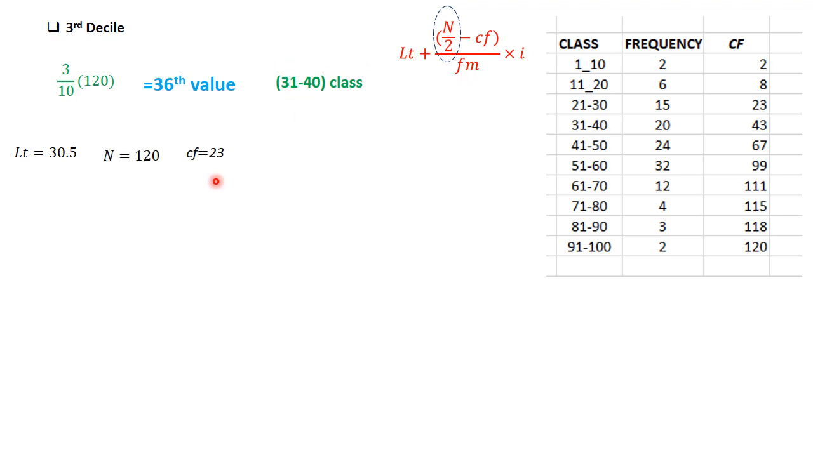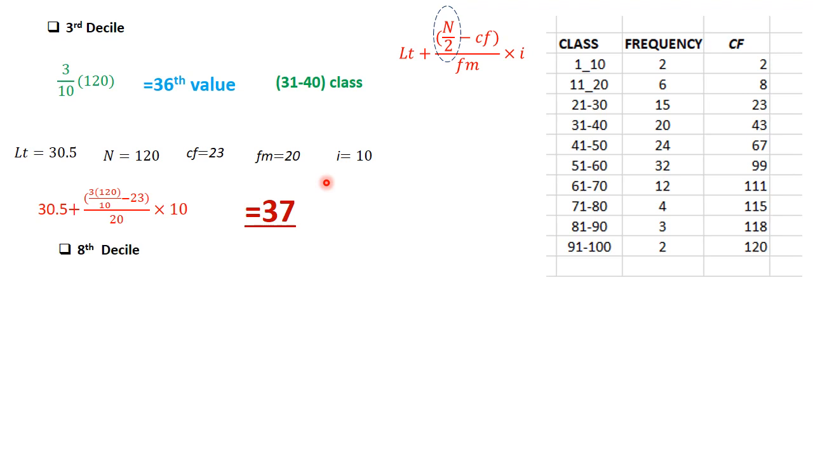The N will be 120. CF will be 23 because that's the class just above the third decile class. The third decile class is 31 to 40. The cumulative frequency just before that is 23. The frequency of that particular class is 20. So FM is 20 and the class width is 10. Put the values in the formula, operate, you get 37.